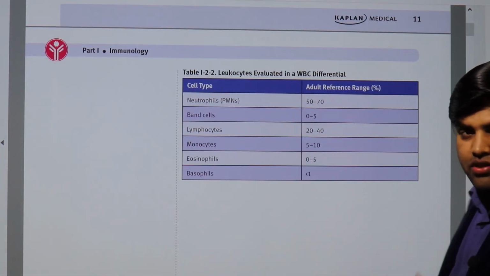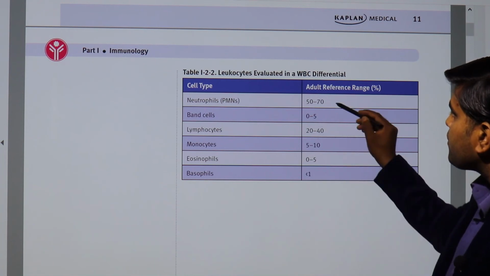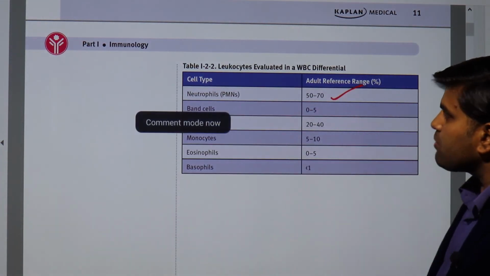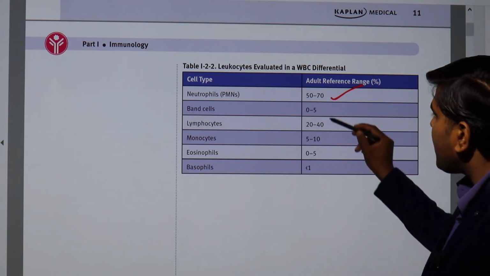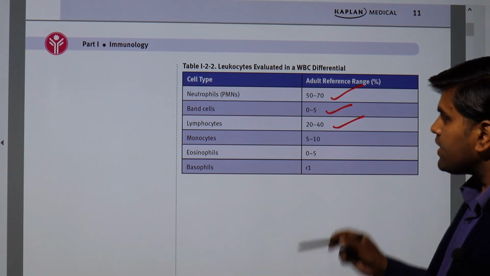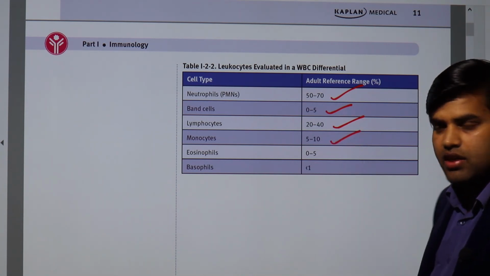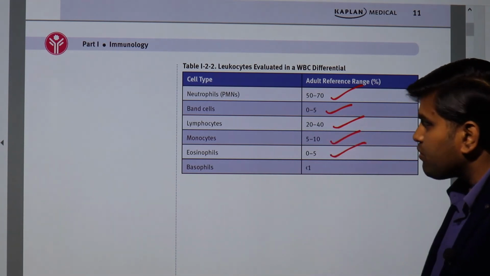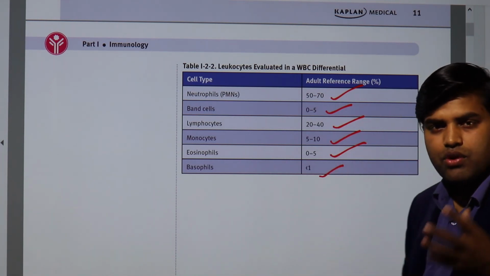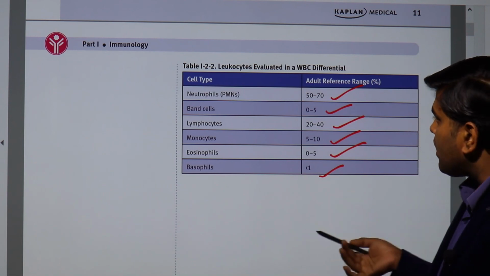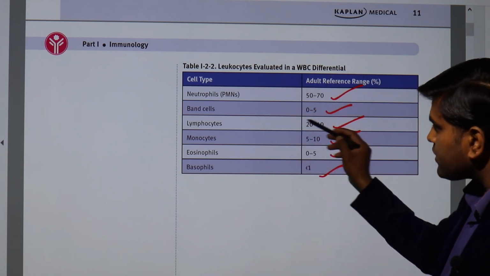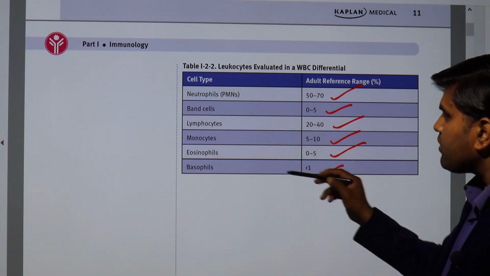So in the subsequent slide you can see the neutrophil is 50 to 70%. Then band cell is 0 to 5%. Then there is the lymphocyte that is 20 to 40%. There is the monocyte that is 5 to 10%. There is the eosinophil that is 0 to 5%, and there is basophil that is 1%. This is the differential count of your peripheral blood smear when you do a WBC differential count. So you have to see neutrophil, band cell, lymphocyte, monocyte, eosinophil and basophil.